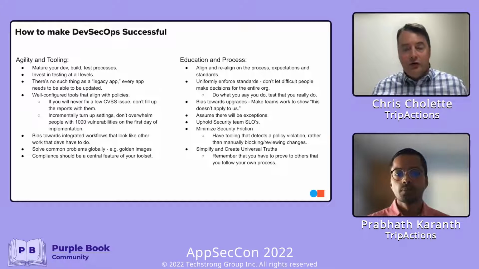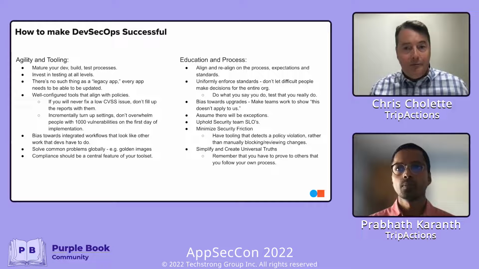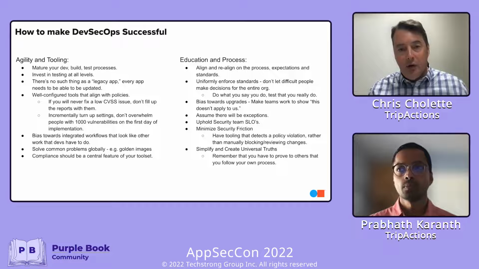So obviously there are certain changes that should be blocked. There are certain things that need to be immediately remediated. Don't get into the trap of making everything priority 0 just so you see action on it. If you don't have the resources you need, you're not getting responses, you have to align with the organization on why this is important. And then finally, simplify and create universal truths.